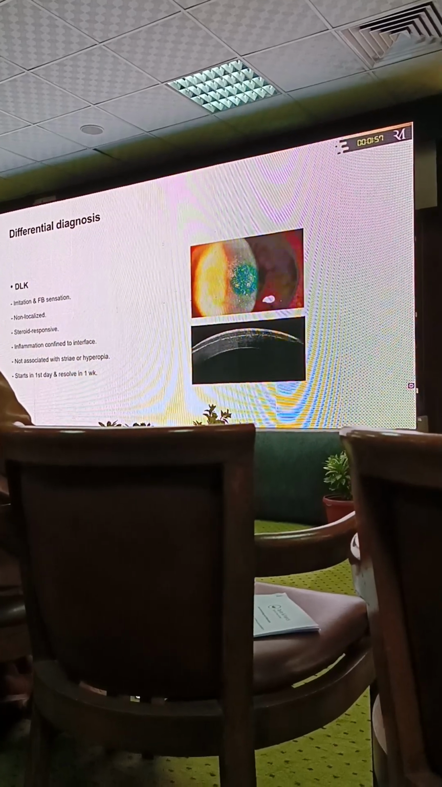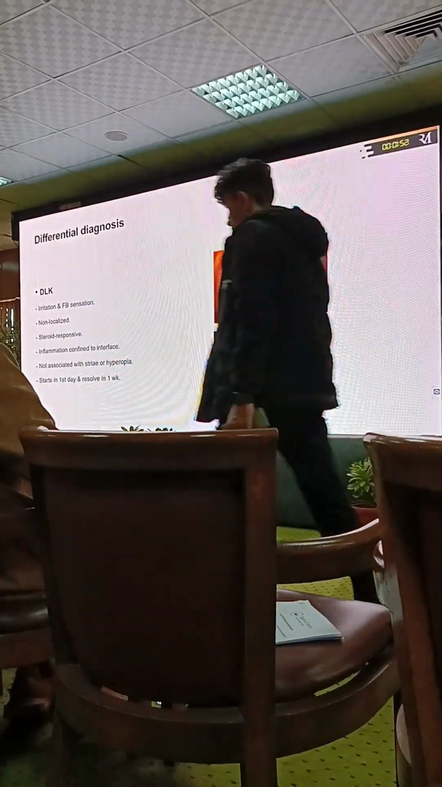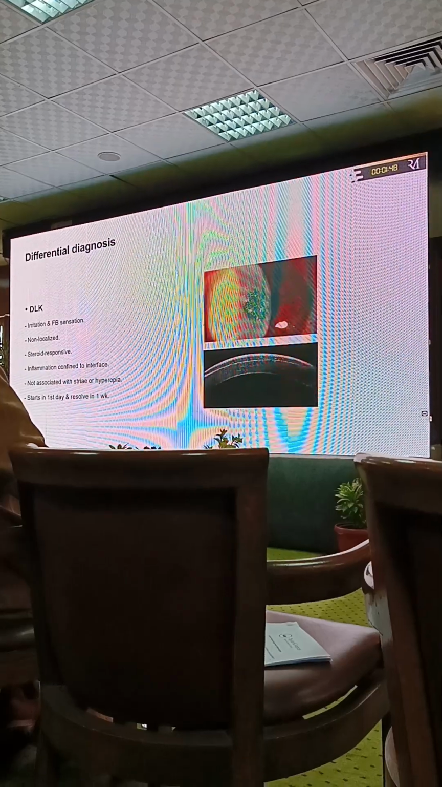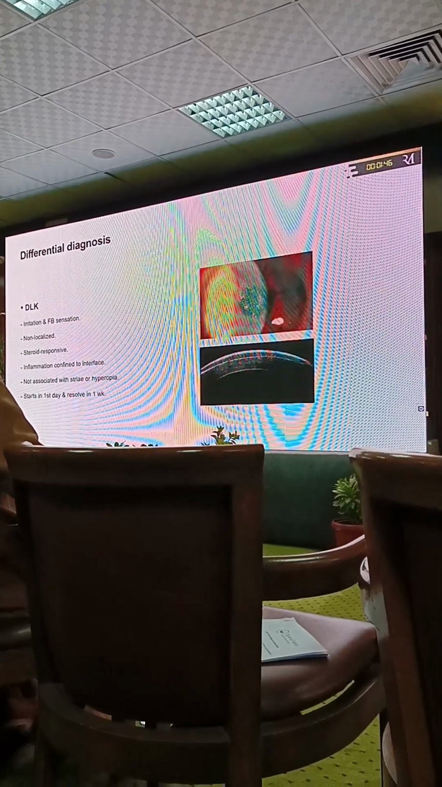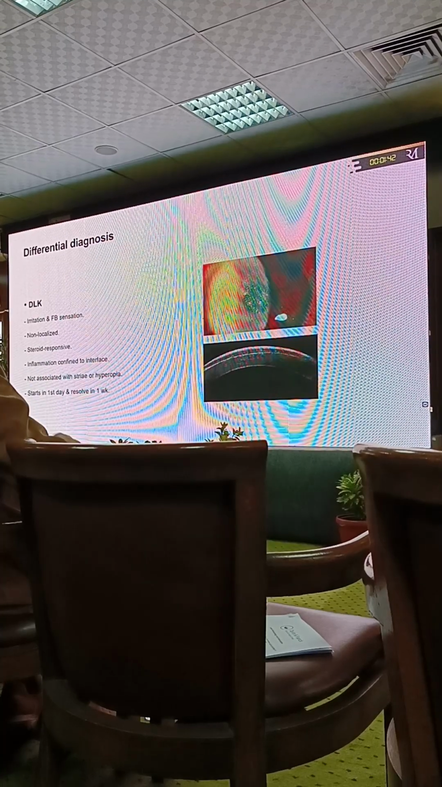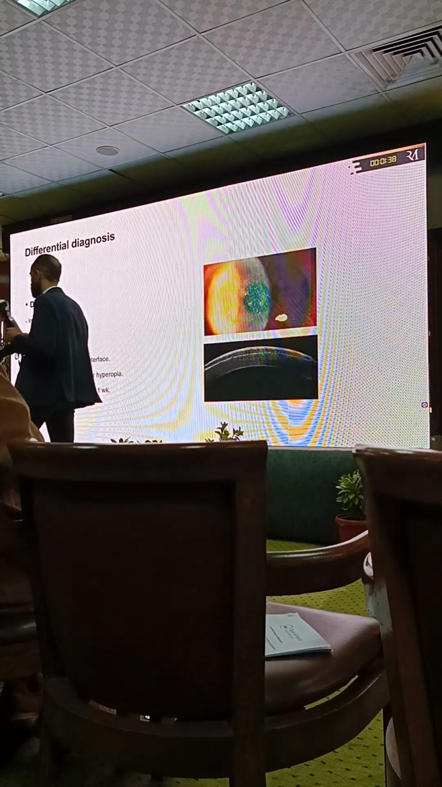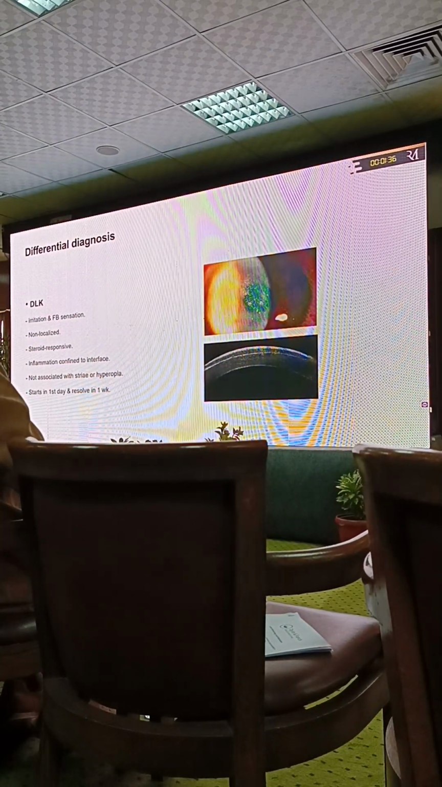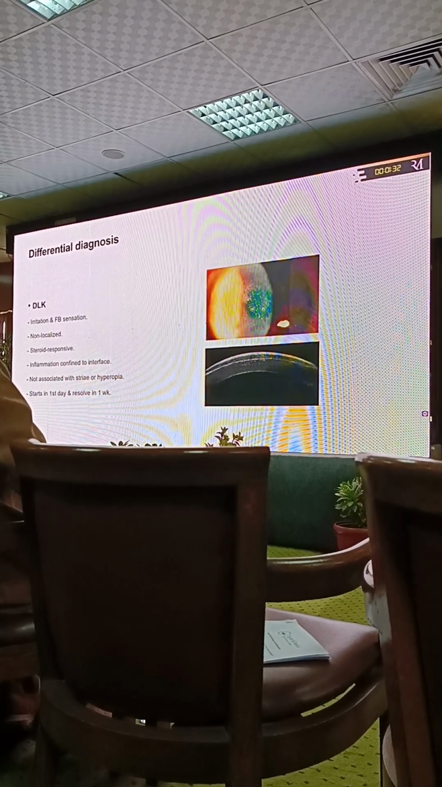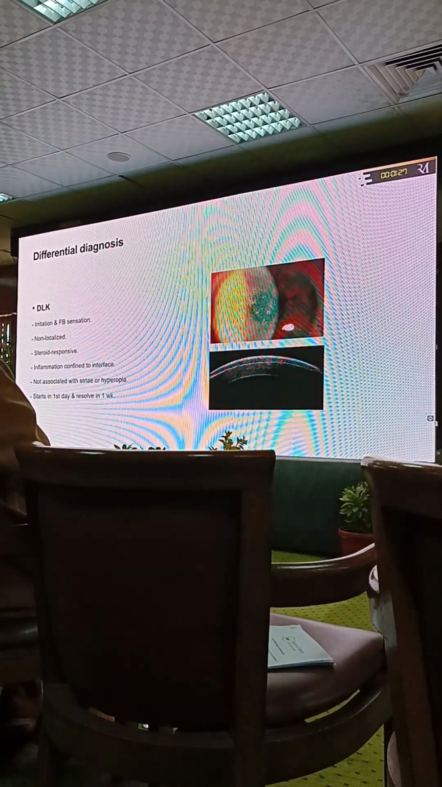To differentiate, you have to exclude or to do differential diagnosis from diffuse lamellar keratitis. Is completely different. There is some sort of irritation and foreign body sensation in DLK. It's not localized, it's diffuse as the name indicates. The steroid responsive can improve with steroids within days or weeks, and inflammation confined to the interface, not associated with stria or hyperopia because the underneath stroma is intact.